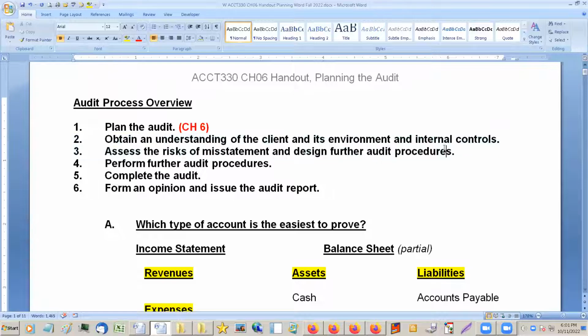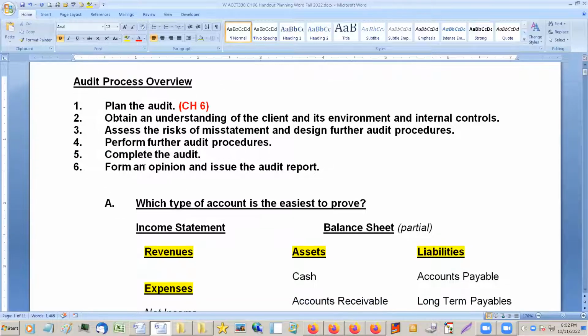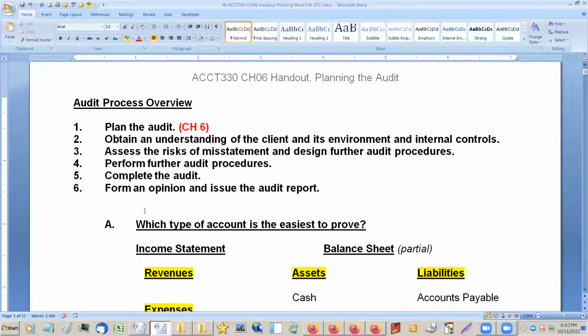Some of the stuff we actually do in chapter 6 too, but the internal controls, this is chapter 7 and 8. My point being is these are not going to be all the same in chapter 6. Complete the audit, obviously, we're not going to do that in chapter 6, it is planning. And then forming an opinion. So chapter 6 is really about this one for the most part, a little bit of the other stuff. Okay, so planning the audit.